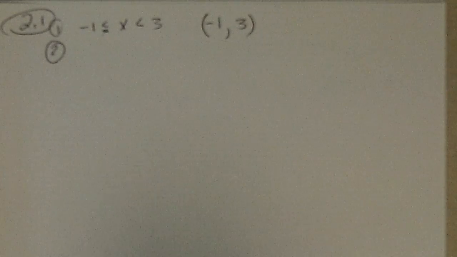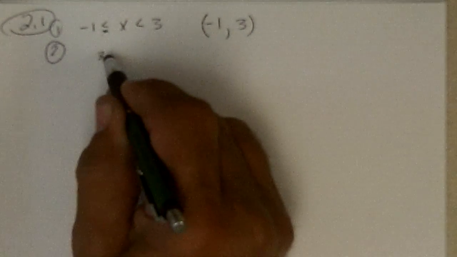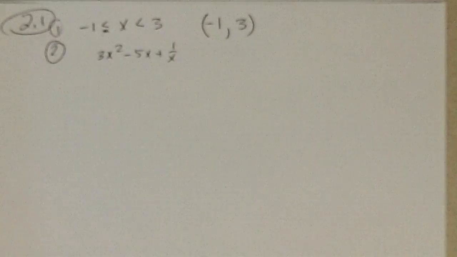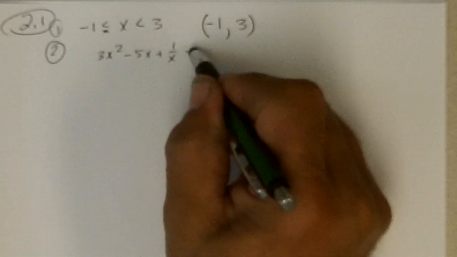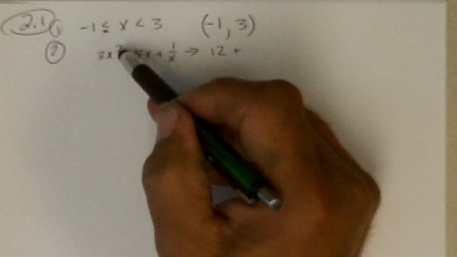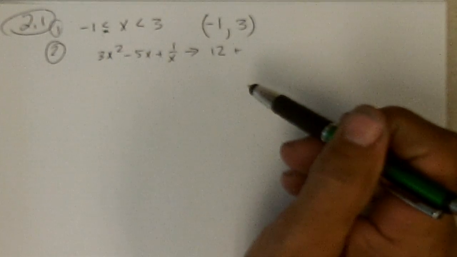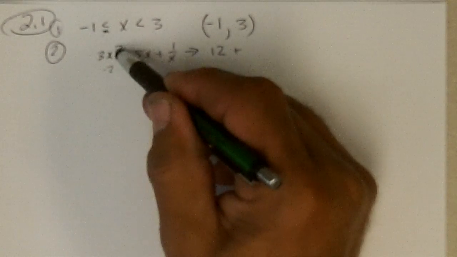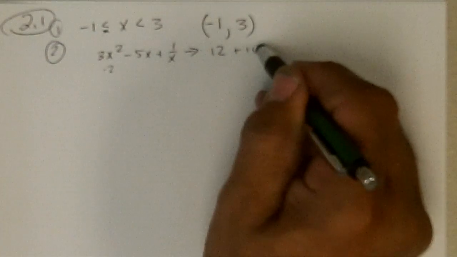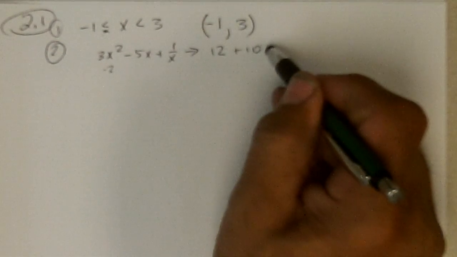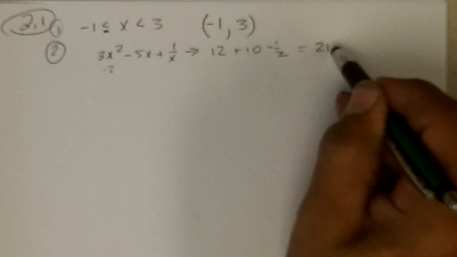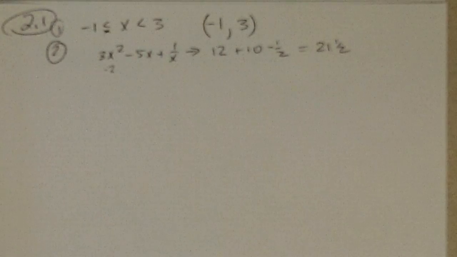Number 2 said x equals -2. If x equals -2, the value of the expression 3x squared minus 5x plus 1 over x. Putting in -2, you'd get 4 times 3, 12, because you have to square before you multiply. So if we're putting in -2, squared is 4, times 3 is 12. -5 times -2 is plus 10. And 1 divided by -2 is -1/2. And so we get 22 minus 1/2, 21 1/2, or 21.5.